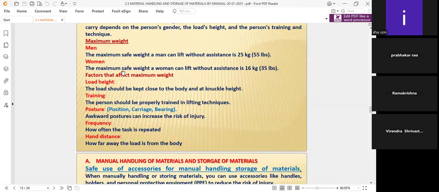For example, maximum weight for men: the maximum safe weight a man can lift without assistance is 25 kg. That means 55 lbs, since 1 kg is 2.2 lbs. That means a person, these are from the Factories Act, we can tell.